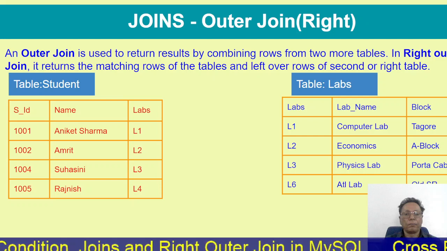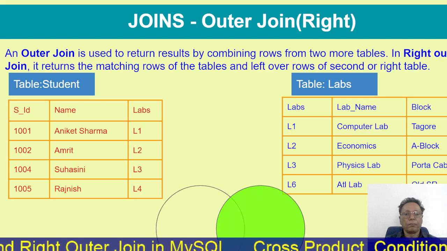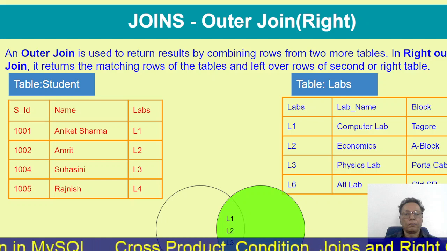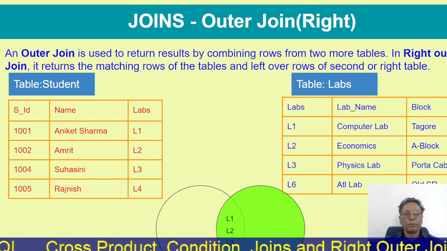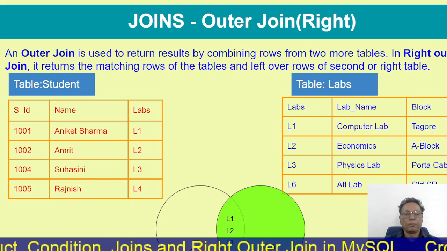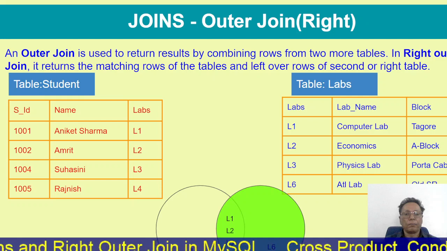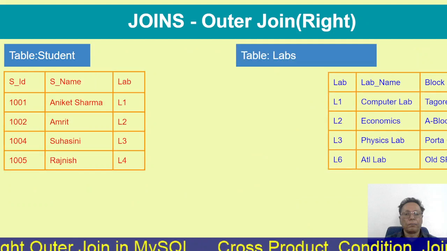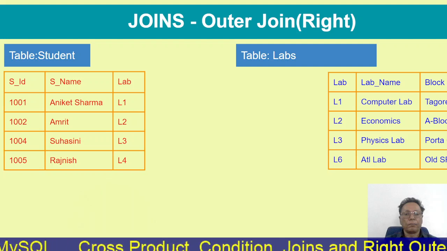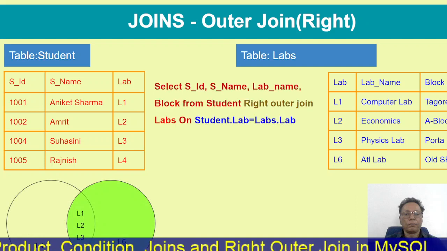But here what will happen, if we apply the Venn diagram, we'll see the common rows like L1, L2, L3 will be selected, and the leftover L6 will also be selected in the resultant relation. So L4, which is in the left table, will not be there in the result. So see here, there are two tables, and how do we apply an SQL statement using right join? This is the Venn diagram, and what the statement should be, we are going to see here.